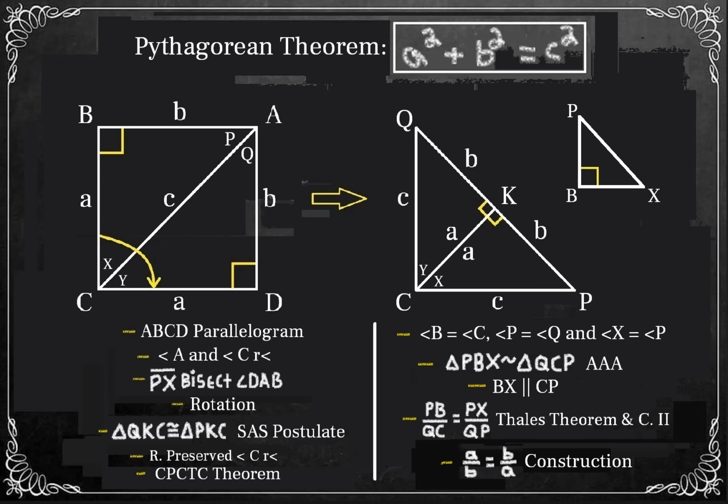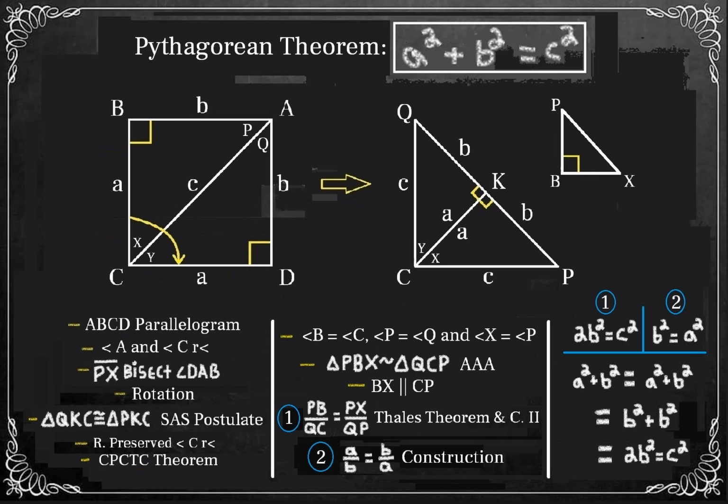Next, since sides A and B equal each other, we can make the following ratio equality by construction. In column 2, we know PB equals side B and QP equals side B plus side B. Also, QC and PX equals side C. Then, in column 3, making the appropriate substitutions, and then cross-multiply, we solve blue circle 1. We do the same for blue circle 2.